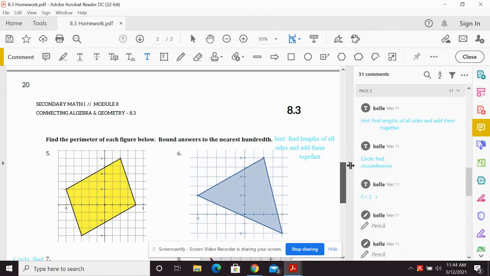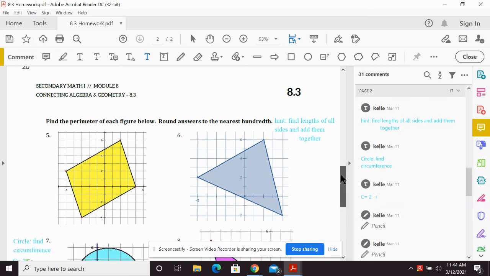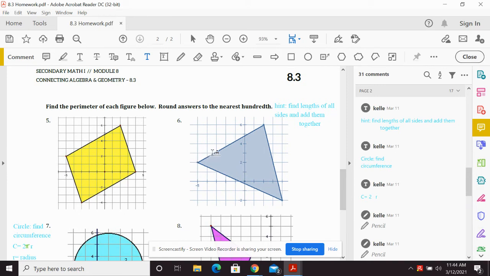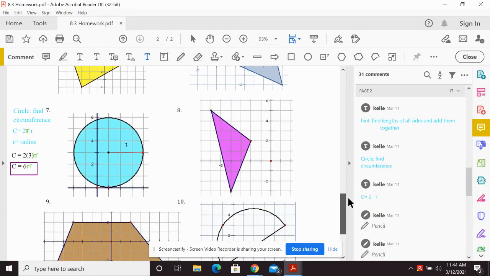The last part: find the perimeter of each figure below. Perimeter is the outside, right? So how long is the outside? You're going to find the lengths of all the sides and then add them together. The length of this side plus this side plus this side plus this side. Same thing with a triangle: find the lengths of all the sides and add them together. The only ones that are funky are a circle and a half circle.